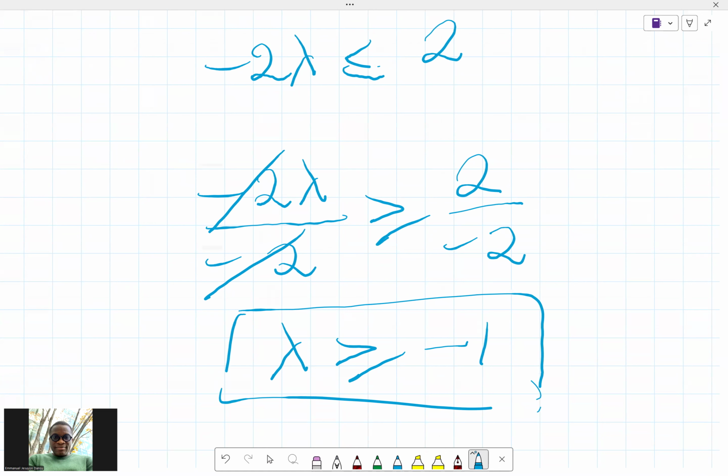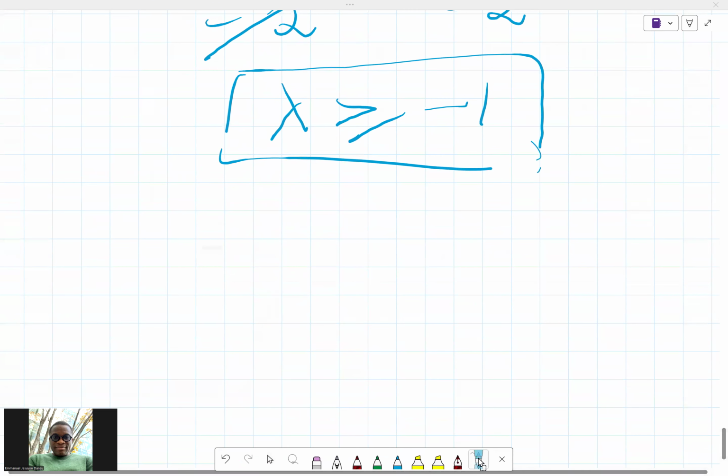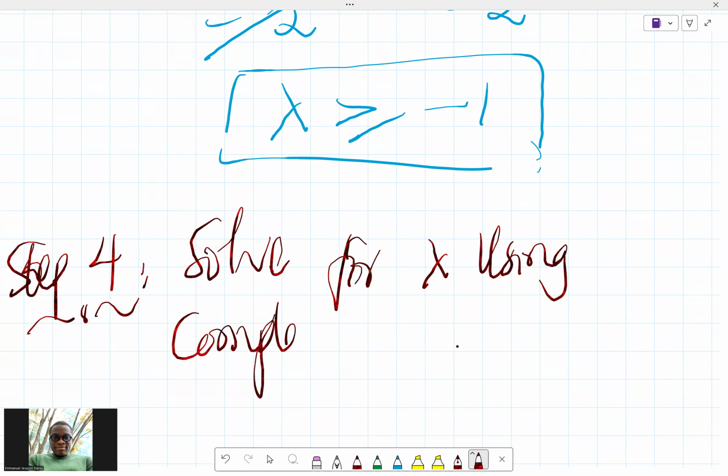Okay, that's one thing we get from here. We have lambda greater than or equal to -1. That is established. And then we go for the next step. That's my step 4. So we want to solve for lambda using complementary slackness.